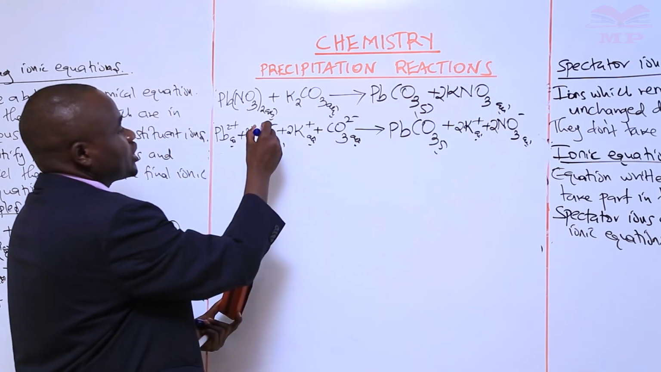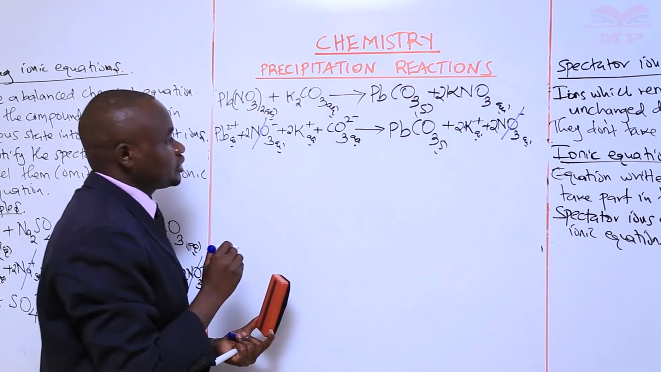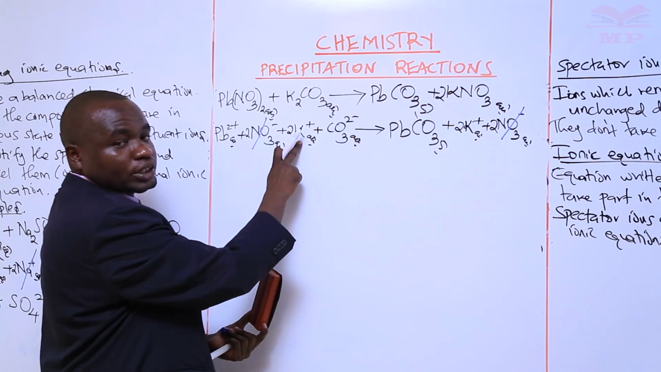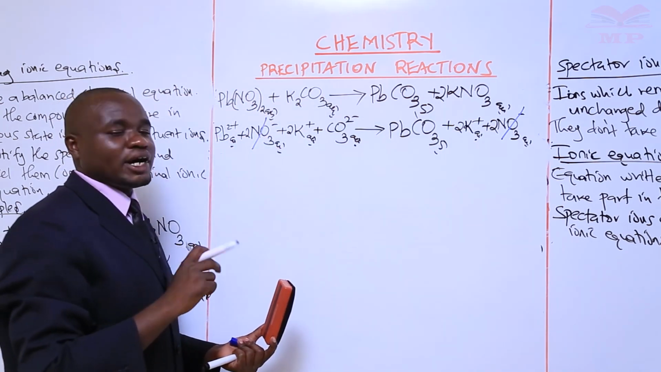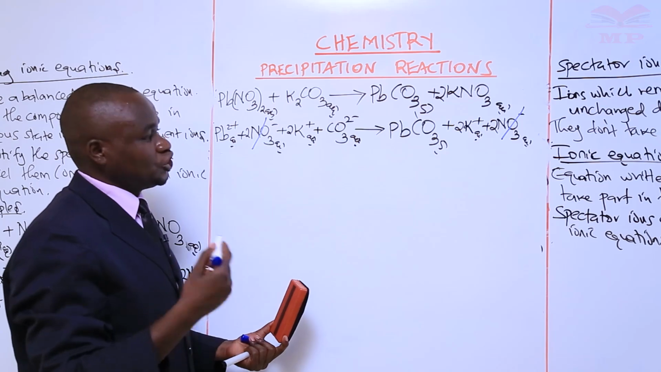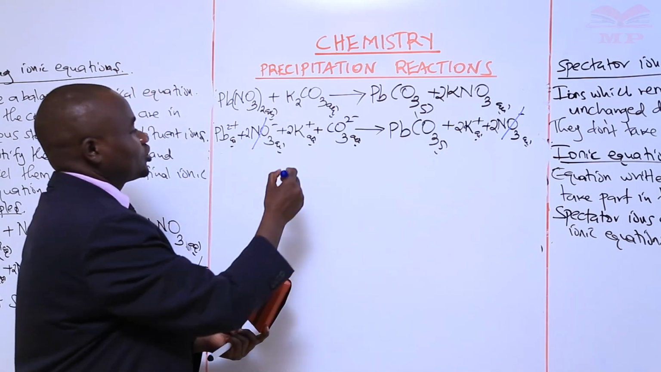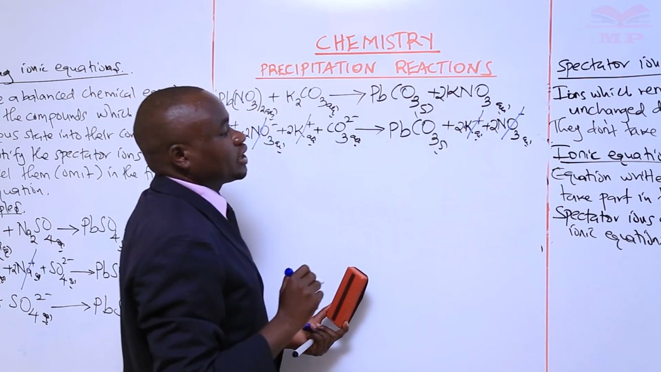So we cancel this one and that. Next, come to potassium. Check on the left, aqueous. On the right, aqueous. So potassium has not undergone any change. Therefore, it's also another spectator ion. So you cancel potassium and potassium like that.